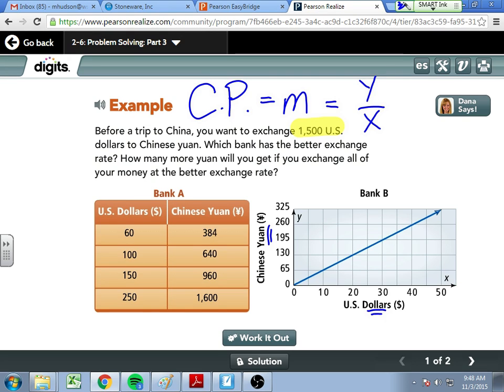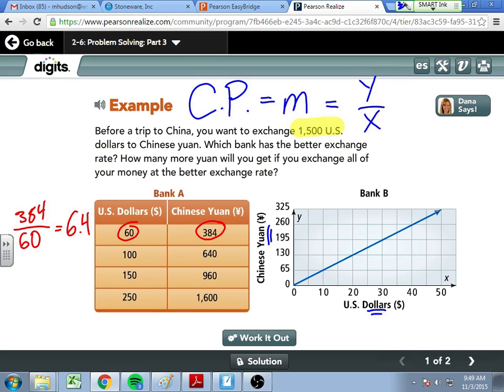So over here in Bank A, let's do yen per dollar. Well, I can take 384, divide it by 60. 6.4. So you get 6.4 yen for every dollar you exchange at Bank A.